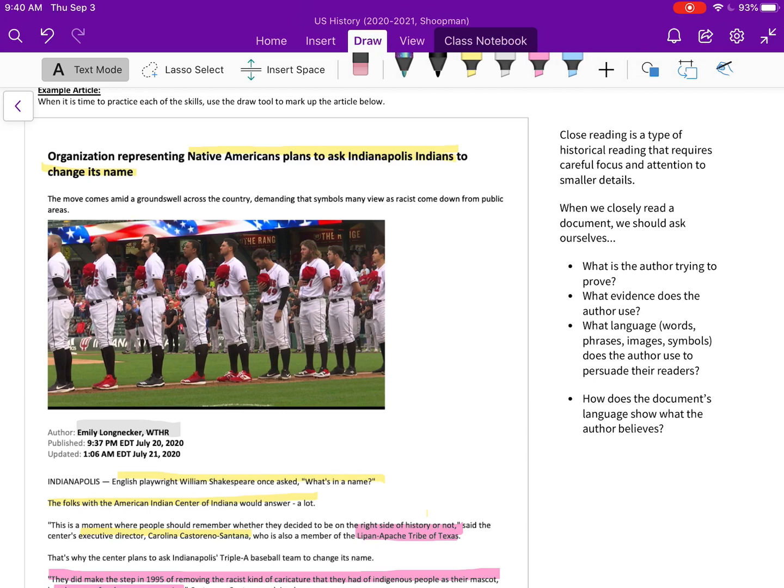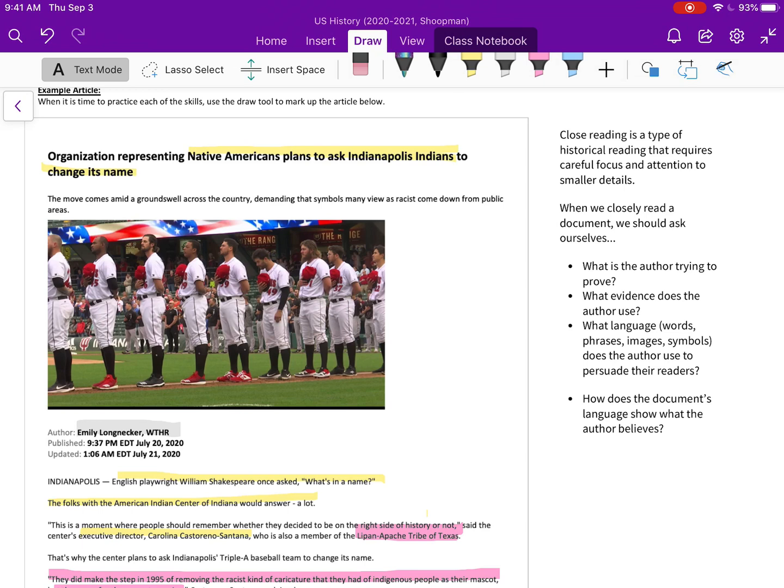Now, if you remember our earlier lessons where we were looking at this WTHR article, you might remember that we decided it was meant to be informational. So you might be asking, how can we do close reading about a document or article that is meant to be informational? And the short answer is that there is a claim or an argument made in everything that we view, even if the author or creator is not intending to have an argument in it.